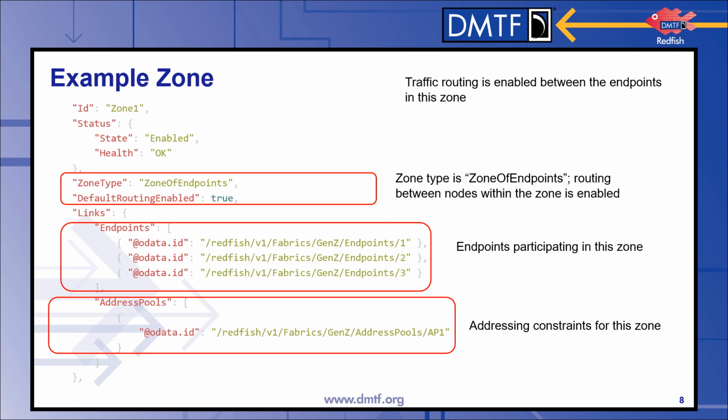This is an example zone in Redfish. This describes a zone of endpoints versus a zone of zones, and routing between endpoints within this zone is enabled. There is a list of endpoints participating in this zone and a link to the address pool that describes the constraints for this zone.